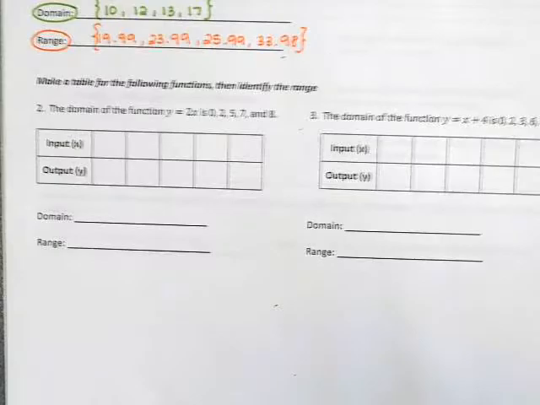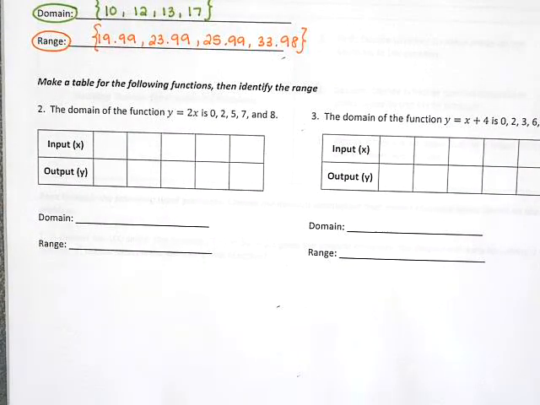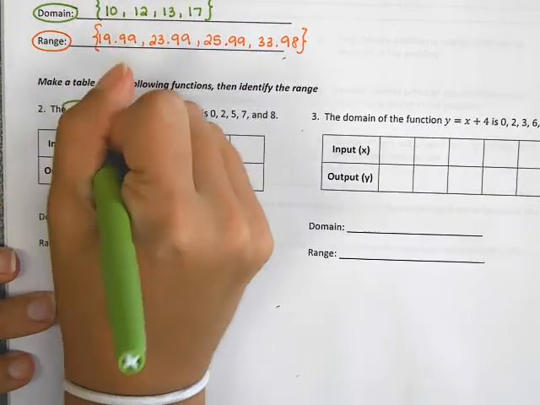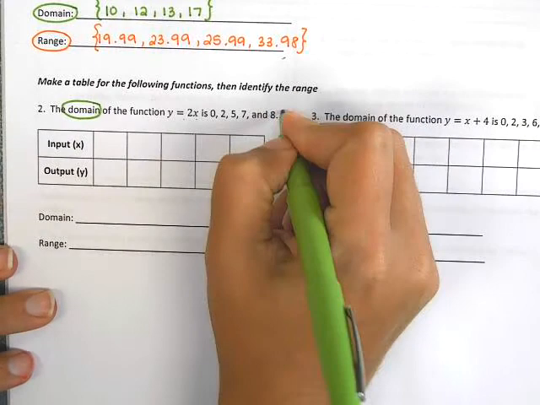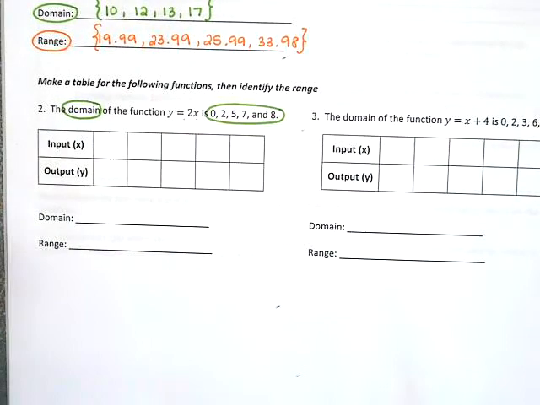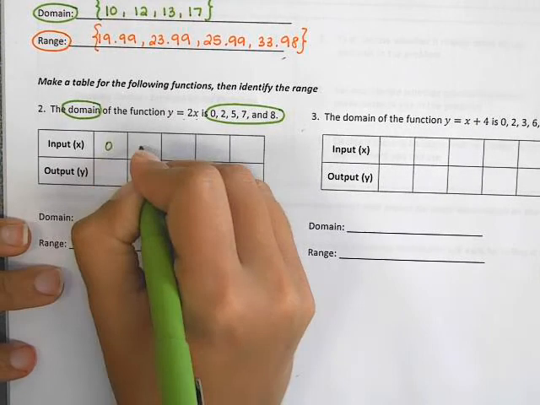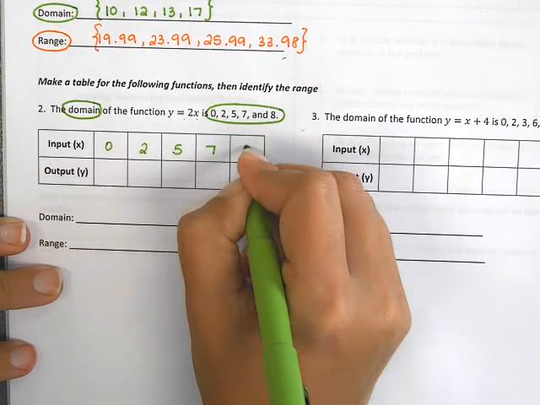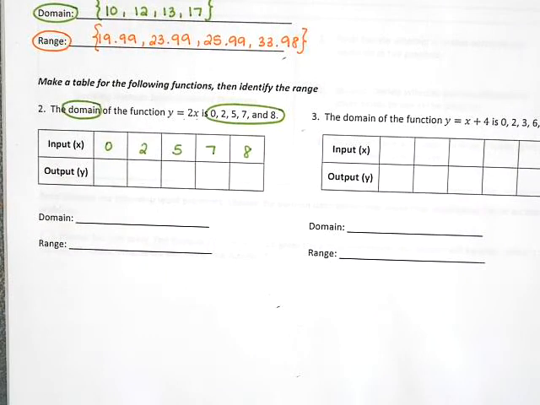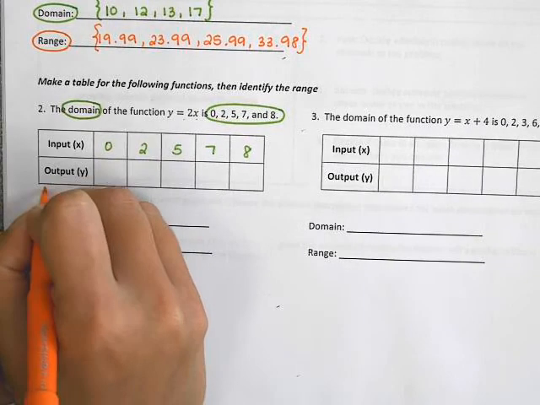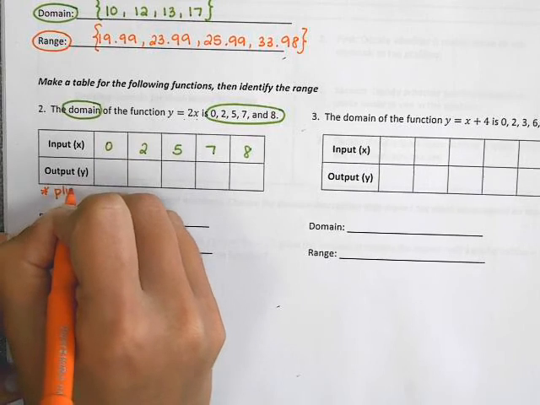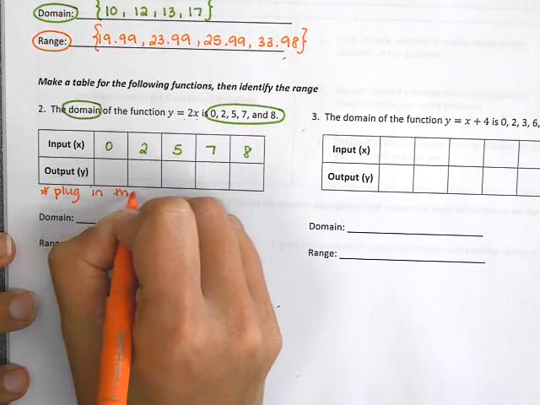Another type of problem I might ask you to do is this one, where instead of giving you a table that's already filled in, I'm going to have you fill in the table. So if it says in the instructions that the domain of the function y equals 2x is 0, 2, 5, 7, and 8, then that tells me that those are the input values. So I would put the numbers 0, 2, 5, 7, and 8 in the row that says inputs. Now the outputs I need to calculate. And the way that I calculate the outputs is by plugging in the inputs.